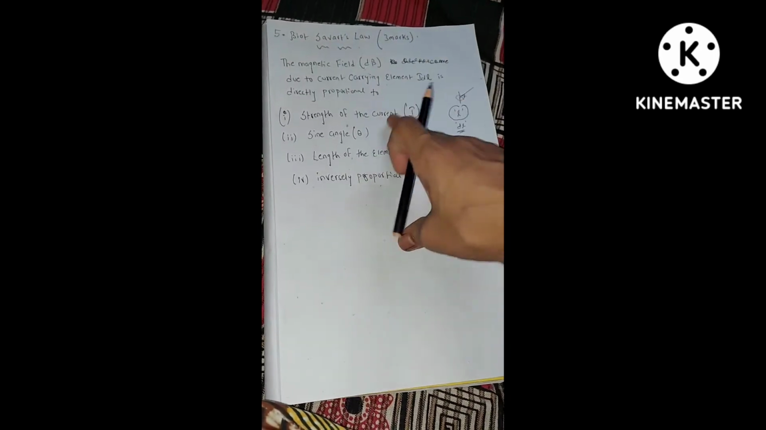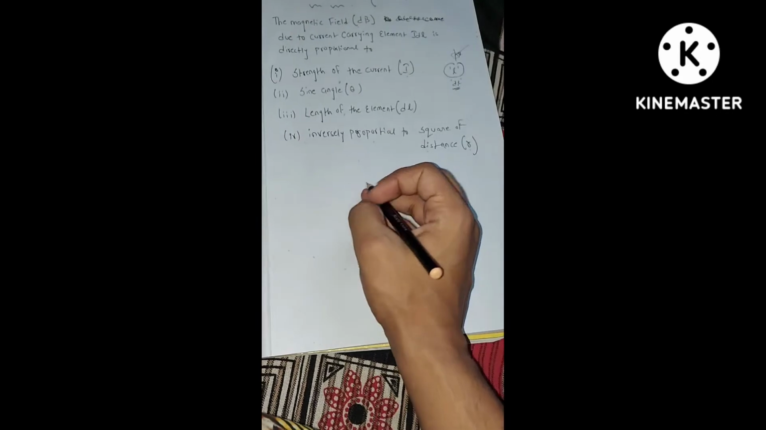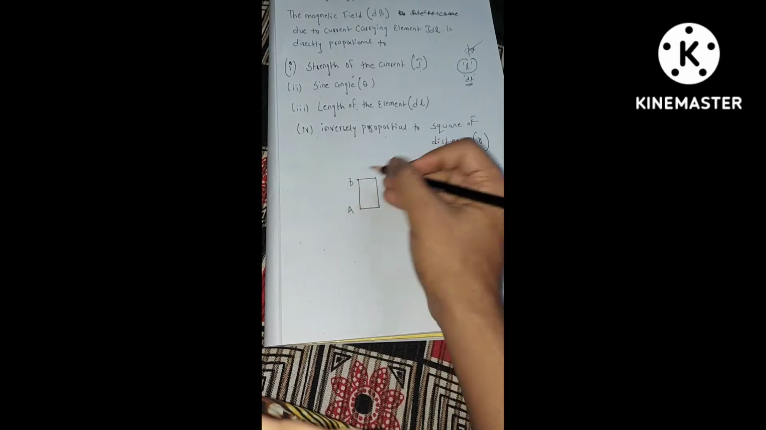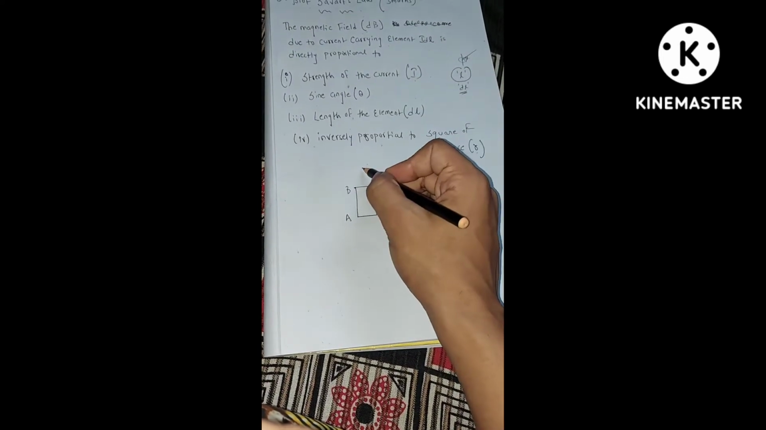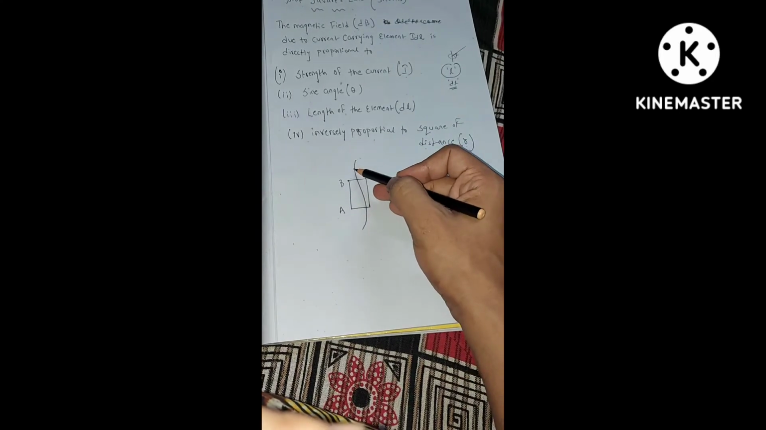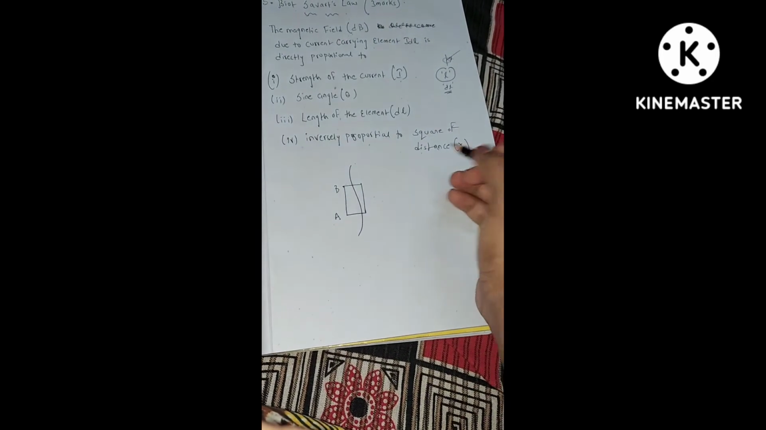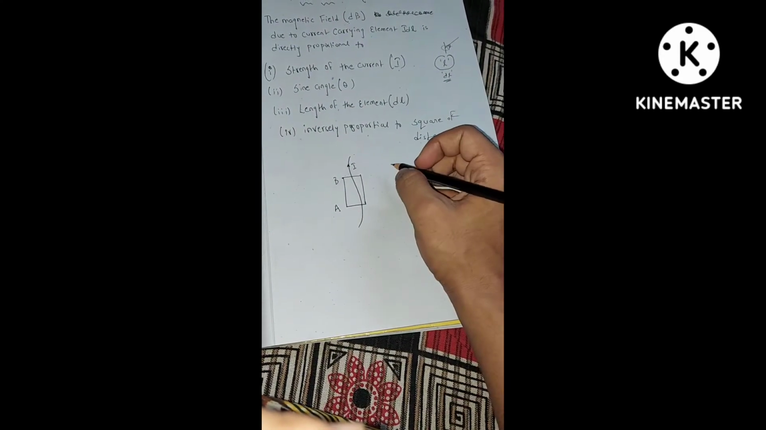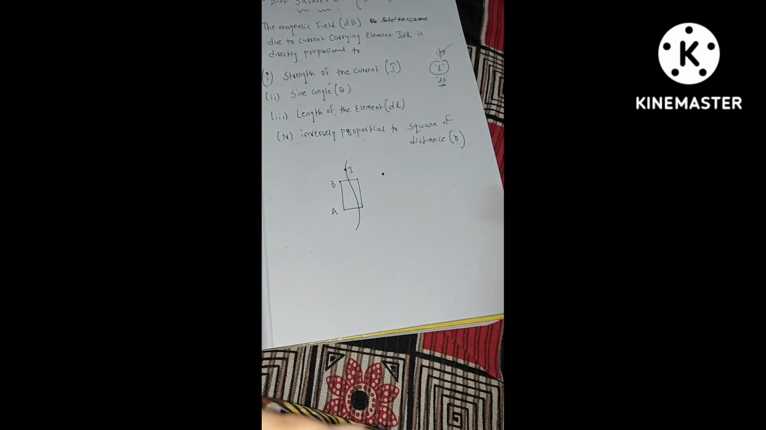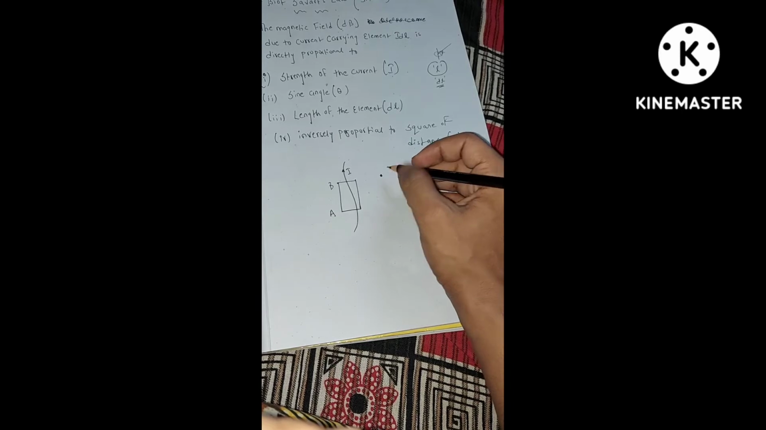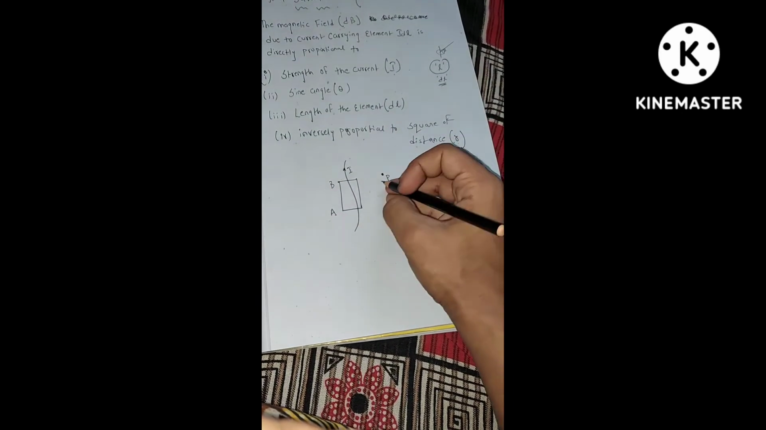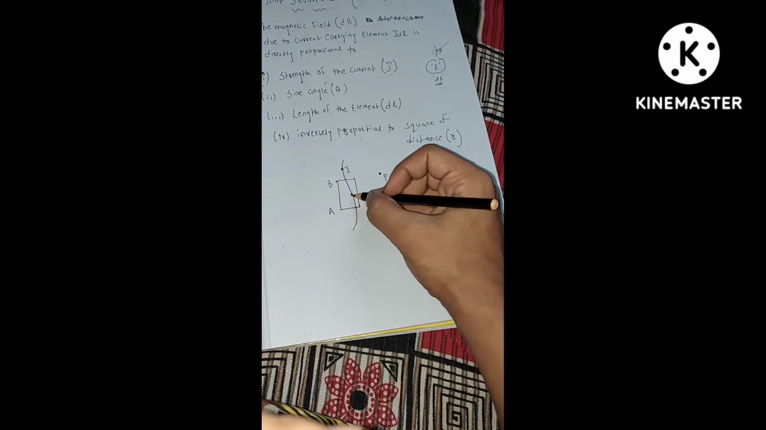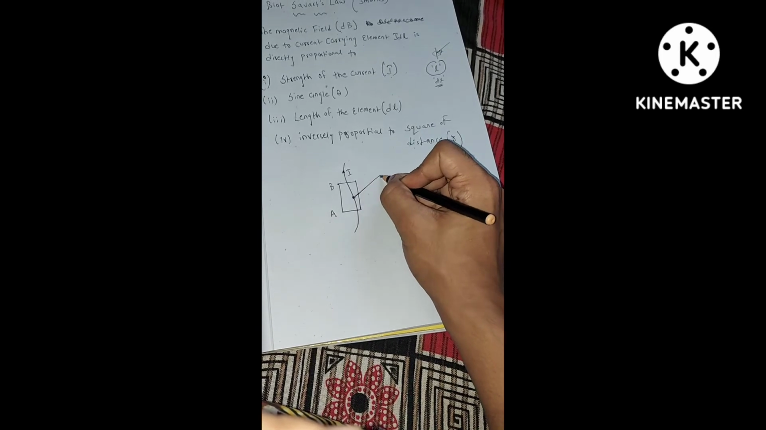So what does this statement mean? For example, we have one conductor, its length is AB, some current carrying element, for example this is a wire. This element is carrying some current, for example I. Consider one random point in space, for example P. Then from the center of this conductor to this point P, we'll draw one line.